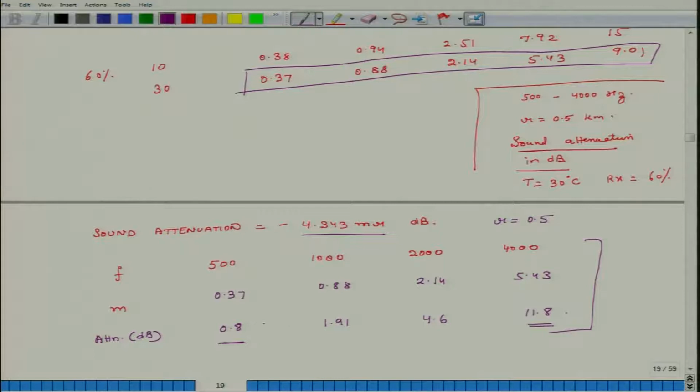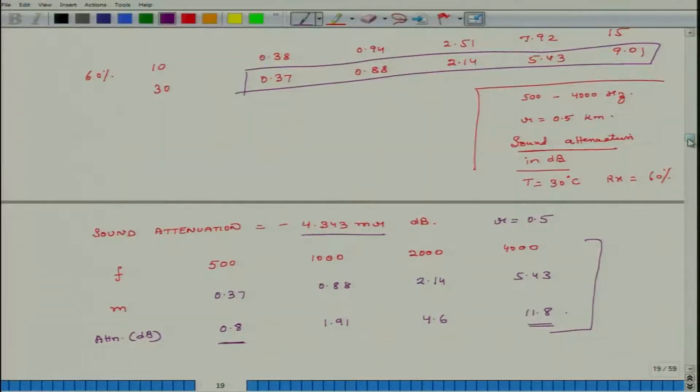But at 500 hertz, virtually all the power is reaching out. So, at low frequencies, the effect of air is negligible. If you look at 100 hertz or 50 hertz, this number will be even smaller, it will be negligible. But at higher frequencies, especially beyond 2000 hertz, air acts as a very strong filter and it absorbs a lot of sound, but at low frequencies it does not absorb a whole lot of sound. So, this is the second thing.